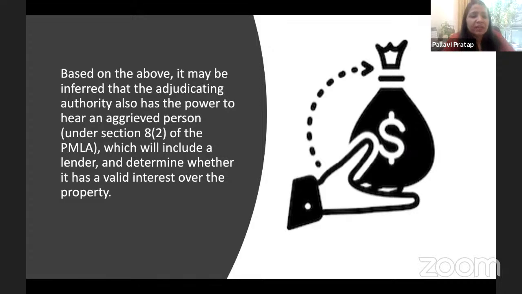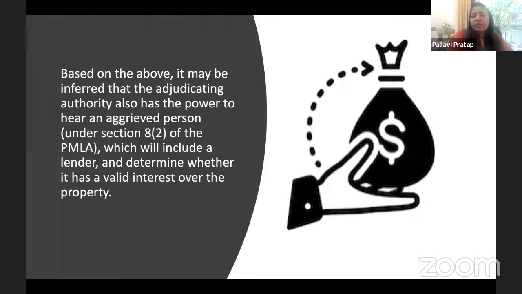But coming back to Section 9 and of course Section 8, based on the above, it may be inferred that the adjudicating authority also has the power to hear an aggrieved person under Section 8(2), which will include a lender, and determine whether it has a valid interest over the property.